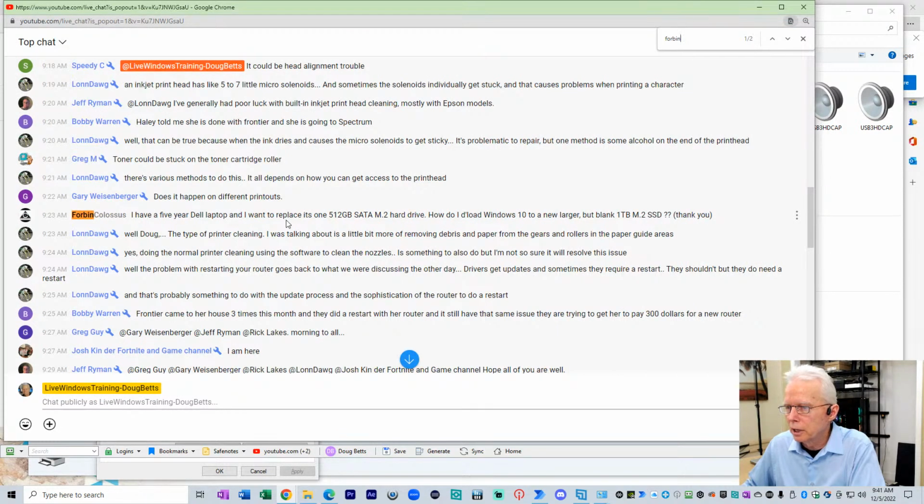I have a 5-year-old Dell laptop. I want to replace its one 512 gigabyte M.2 drive. It's not a hard drive. Hard drive to us here means spinning drive. That's an M.2 drive. How do I deload Windows 10?